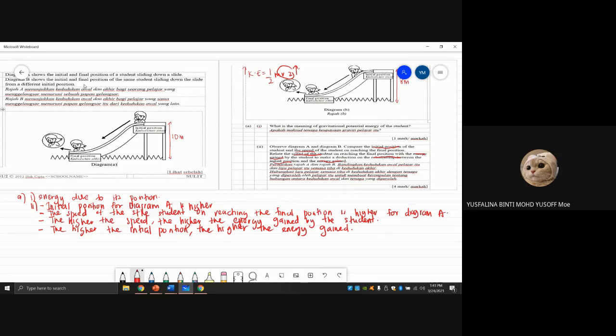So are you clear? Anything you want to ask teacher for section B, questions A1 and A2? Remember for comparison questions, you cannot be wrong because this is very easy. You just have to compare which one is higher, which one is lower. And also the meaning, that you have to remember.